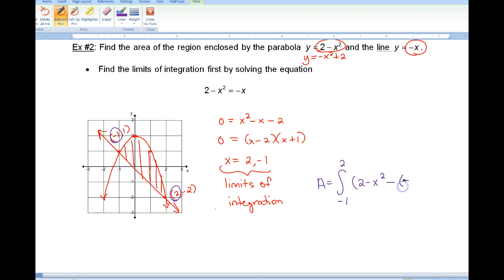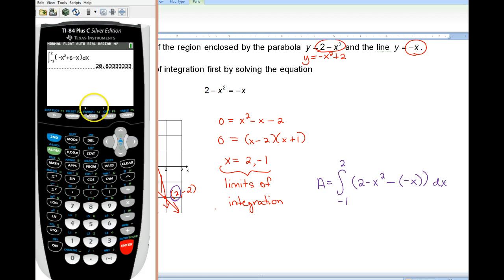The points that we integrate between are the points at which they intersect. Where they intersect are the bounds. So on the first one, I gave them to you. The second one here, we had to find ourselves. That's all, just one extra step. Plug that into your calculator. So go ahead and do that.